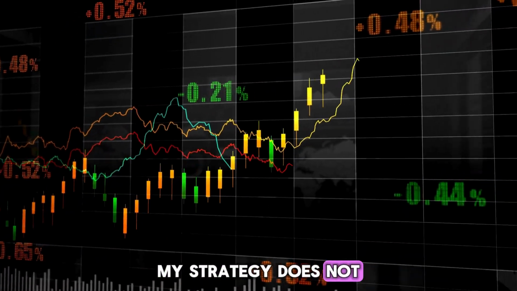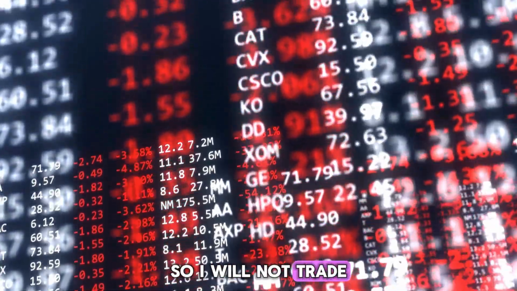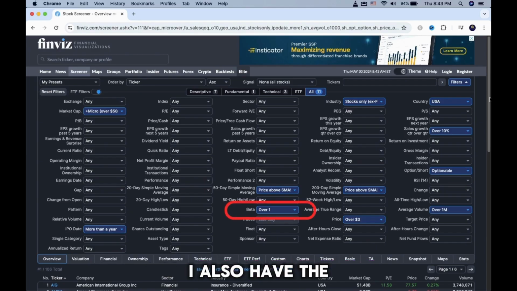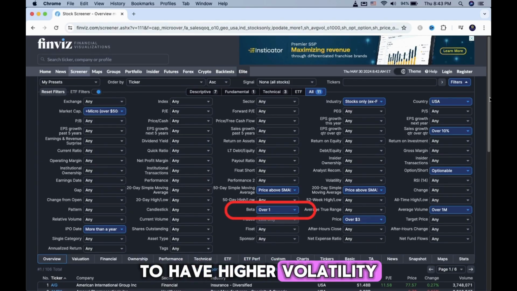My strategy does not work well in bear markets, so I will not trade if the US indexes are below their 200-day moving average. I also have the beta set to be above 1 to have higher volatility, and it is great for selling calls to get higher premiums.